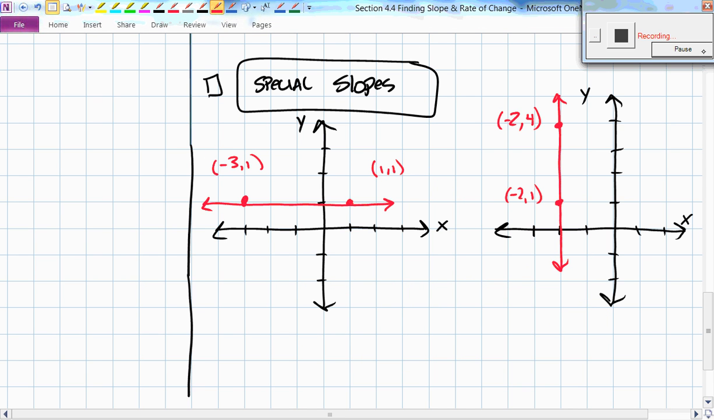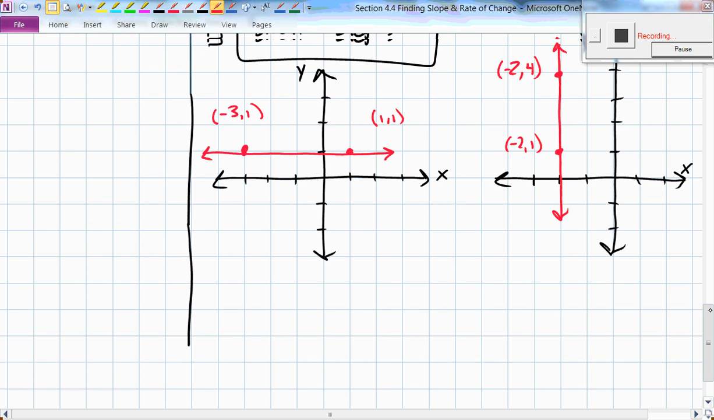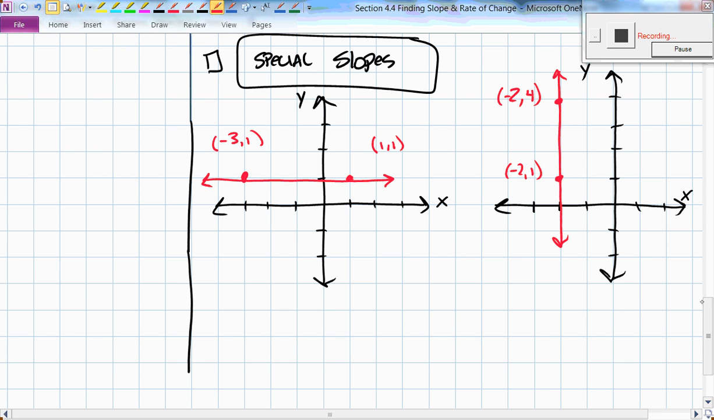Okay, take a look at your partner's work. Make sure everyone's got this on the same page as us here. Let's focus on the one on the left here. All right. How would you describe the line on the left? As horizontal or vertical?